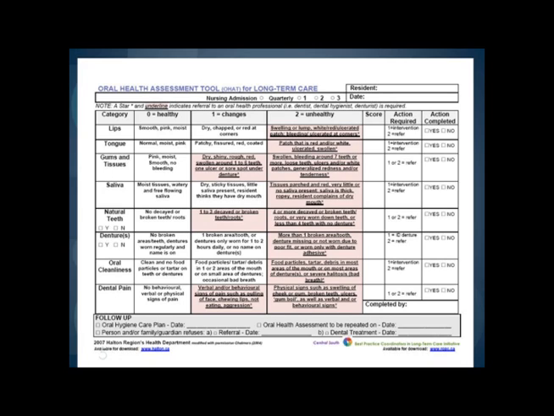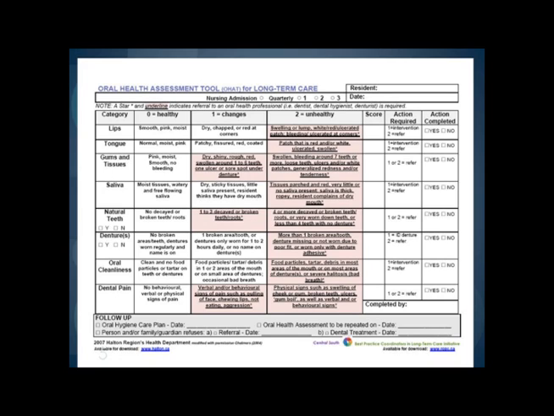The categories include, on the left, lips, tongue, gums and tissues, saliva, natural teeth, dentures, oral cleanliness, and denture pain. Each of the categories has been given a code: 0 for healthy, 1 is a level of change, and 2 is an unhealthy change.